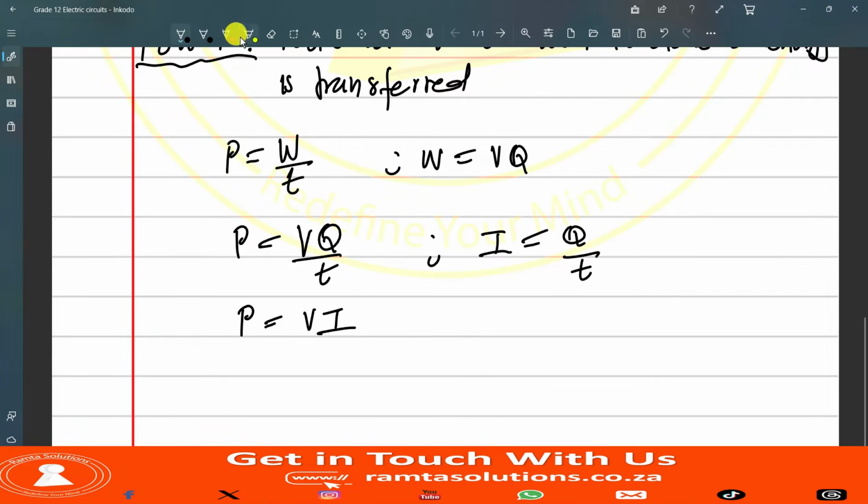Right. So I'm highlighting important formulas that you know. Remember, all of them are important. And this one here is also important. It's the one that you know. But this can also be expanded.